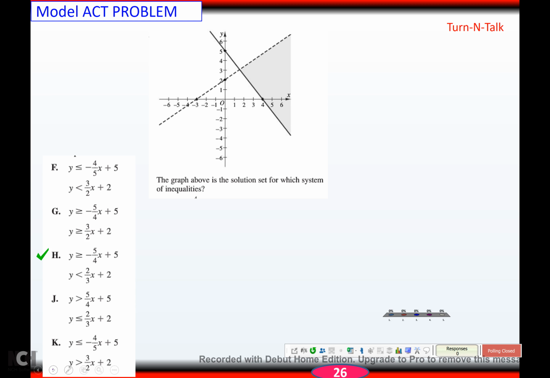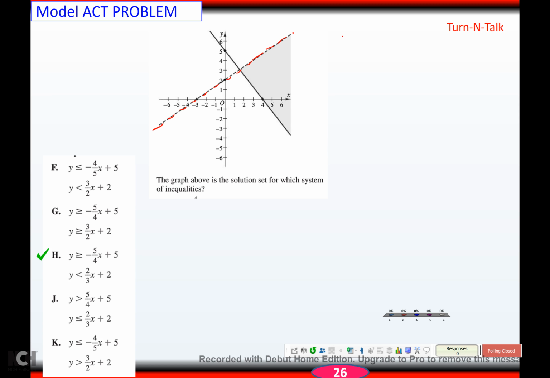And hopefully you got H. Okay, the graph above is the solution set for which system of inequalities? Well, you could go through and graph each set and see which one matches, or you could find the equations and get it that way. It's easier to get the equations. Alright, let me get some color going here. So I'm going to look at this red one.